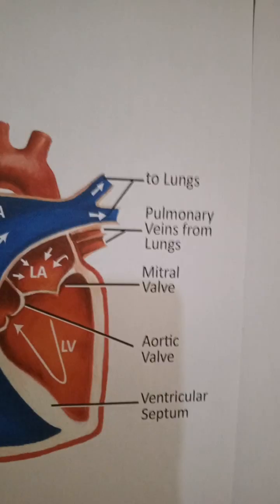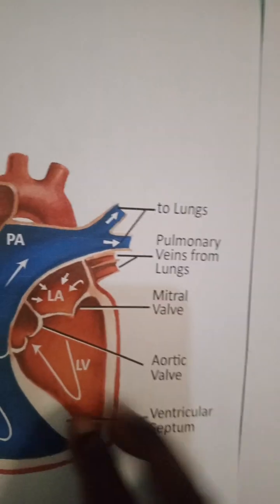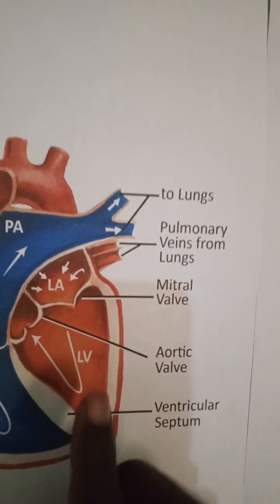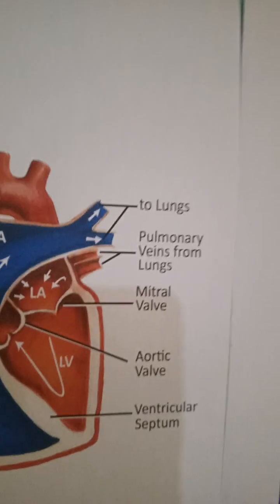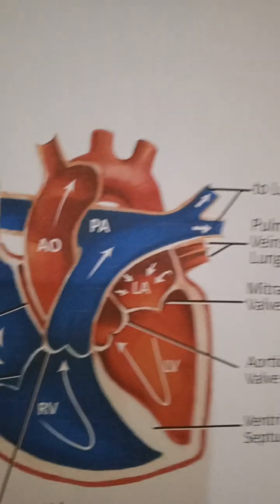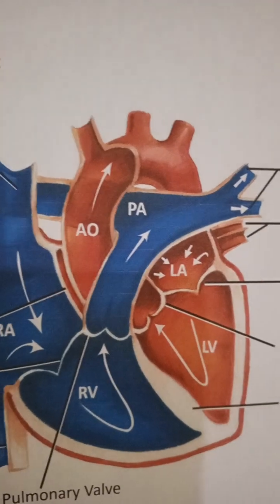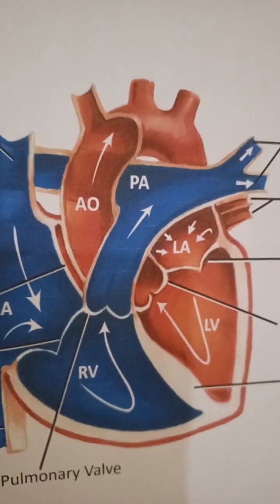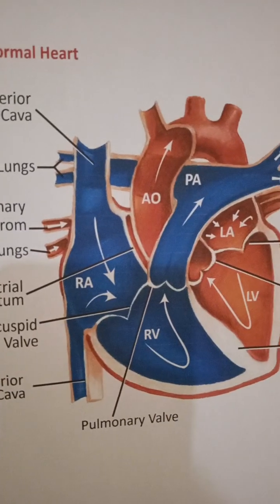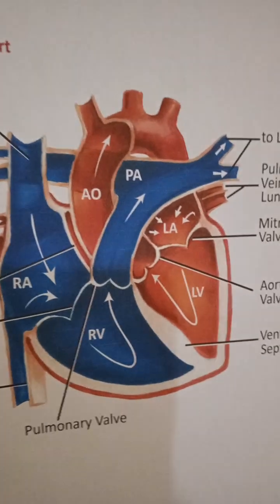So remember, this side is a bit thick because the left ventricle pumps the blood to the other parts of the body. It's thicker than the right ventricle. So this was our topic, the flow of blood through the heart. So that's how it happens.